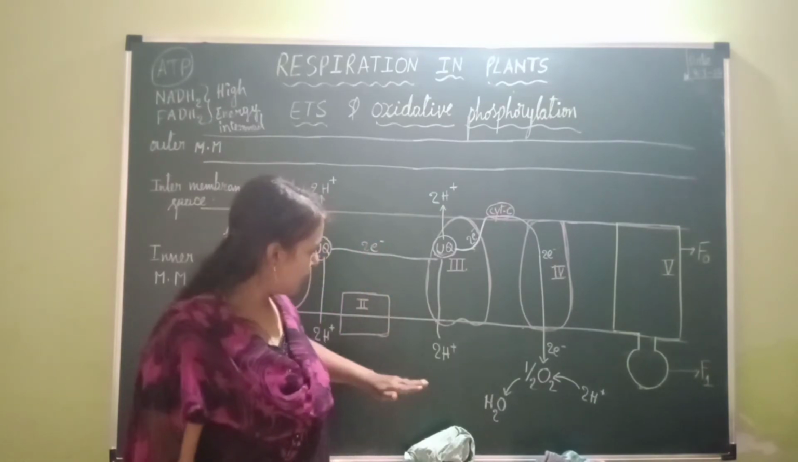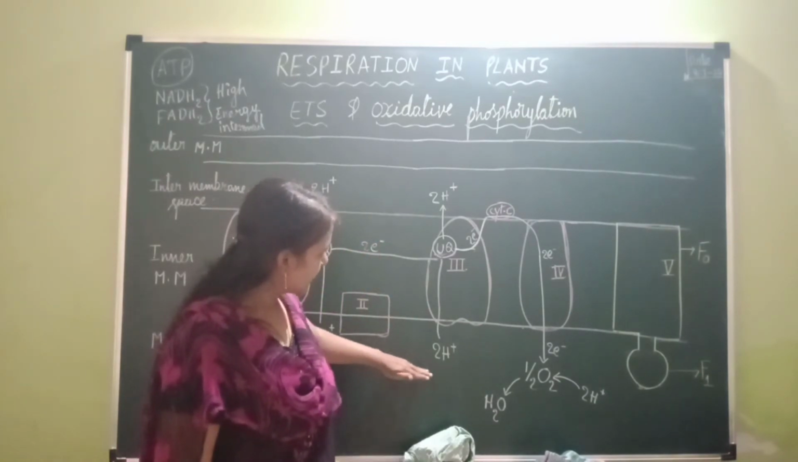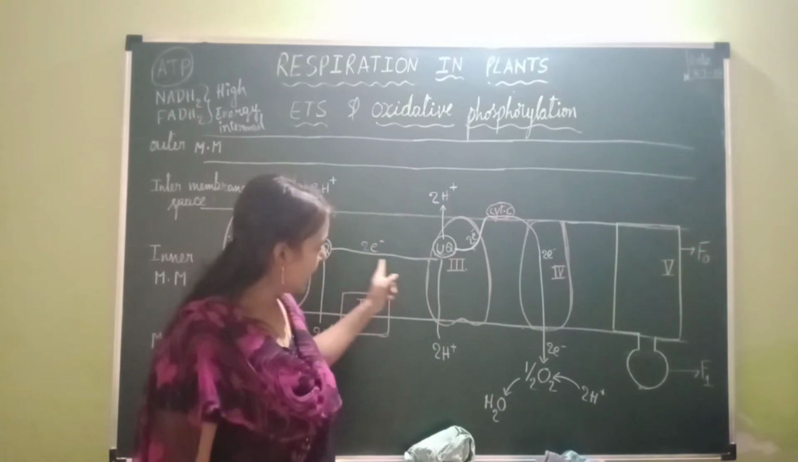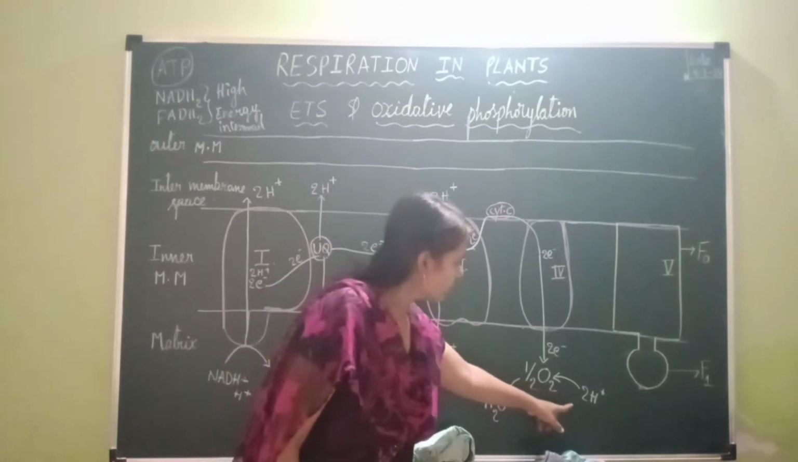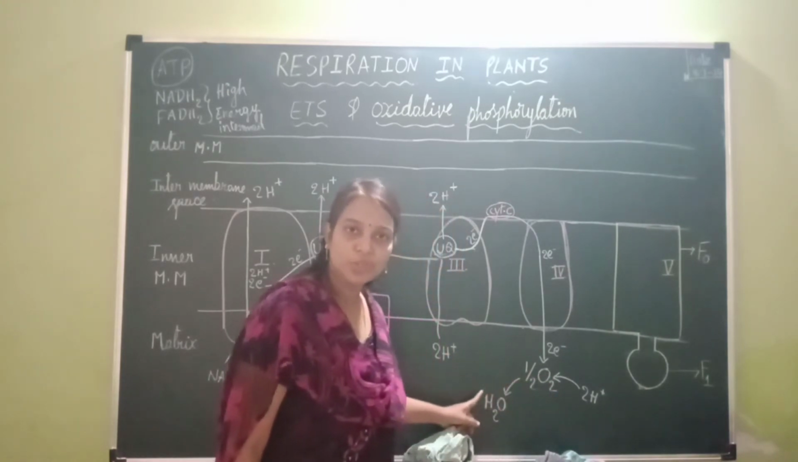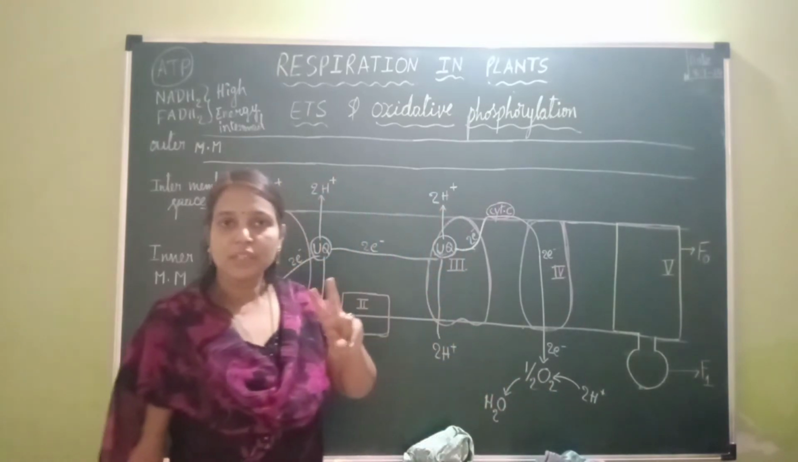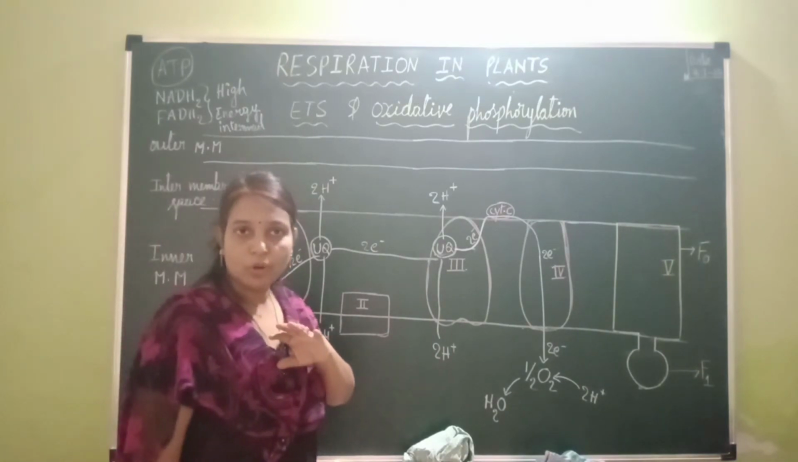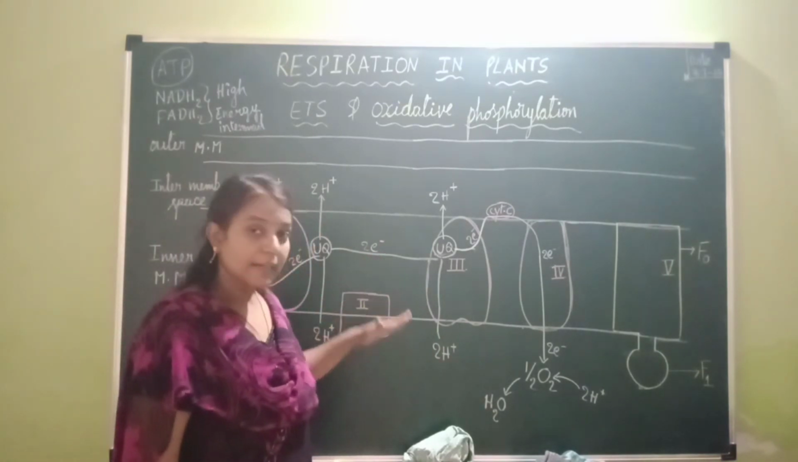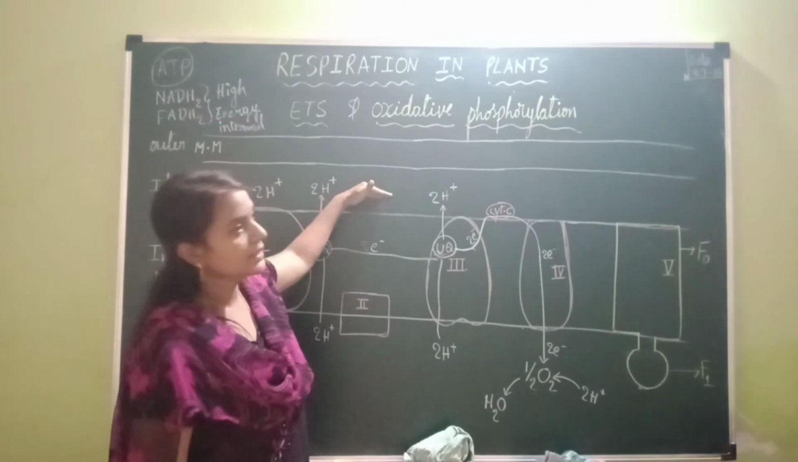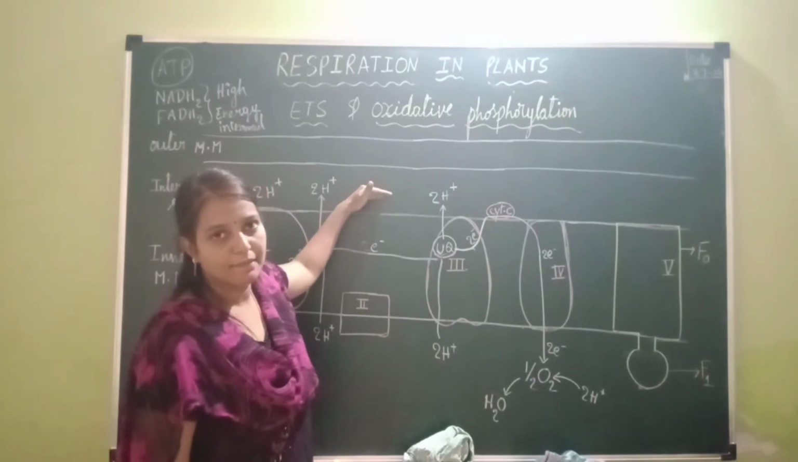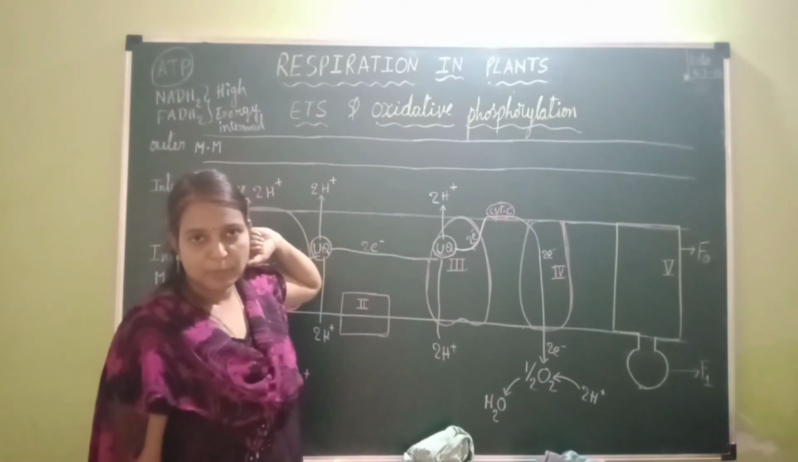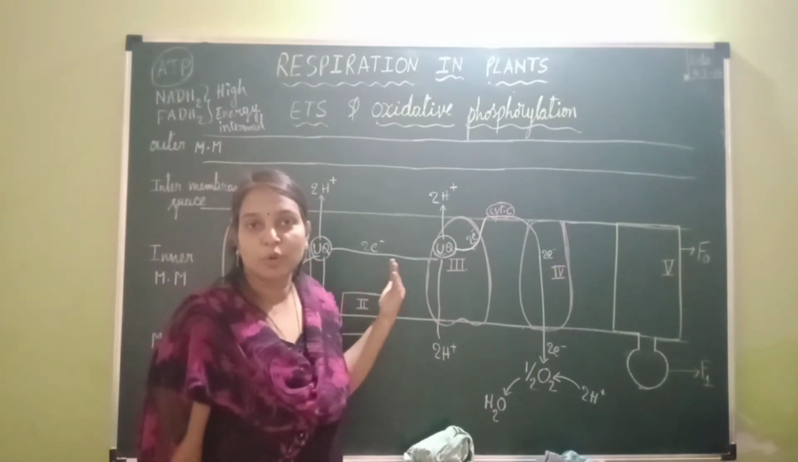One reason is the pumping of protons from the matrix to the intermembrane space during electron transport, and the second reason is the consumption of protons by oxygen as it is reduced into water. Because of these two reasons, the number of protons in the matrix will be lower than the number of protons in the intermembrane space. So what is happening? A proton gradient is developed across the intermembrane space. That is nothing but proton motive force.